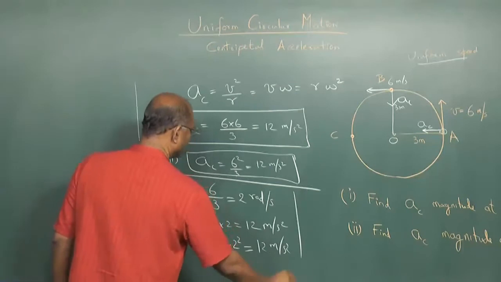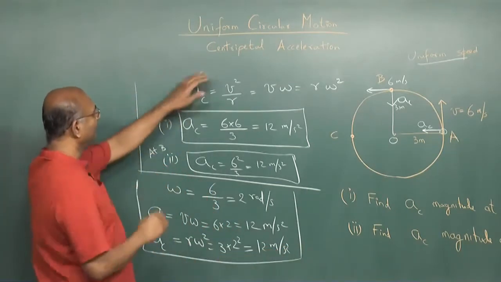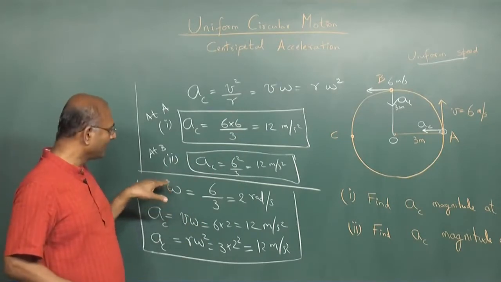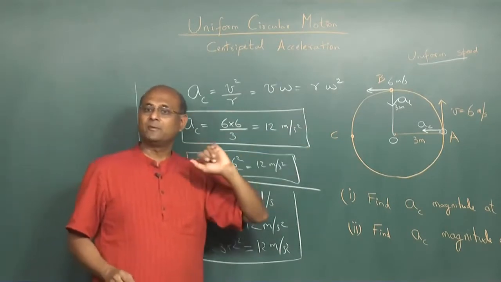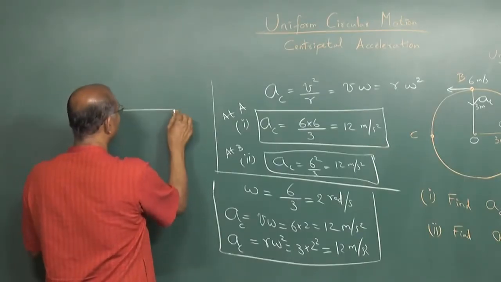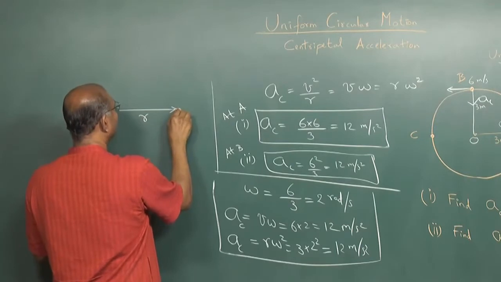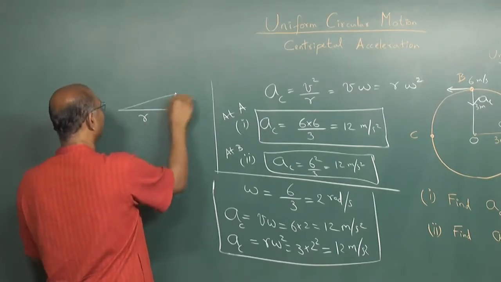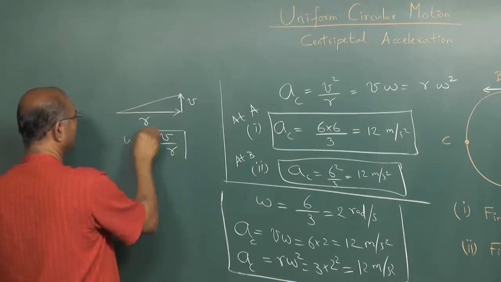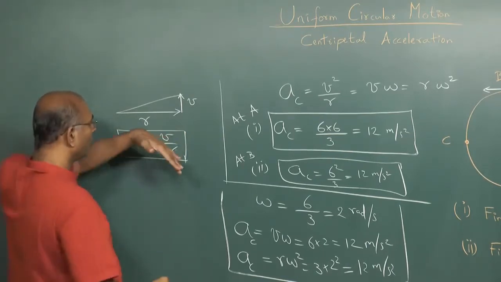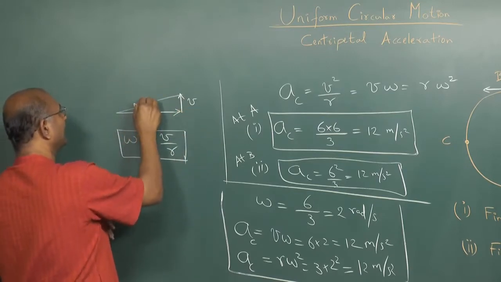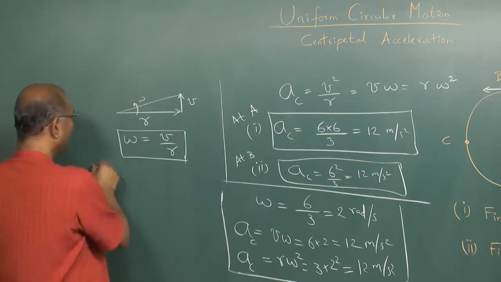So different questions we will probably use v square by r or v omega or r omega square. They are all the same answer. And remember, omega we can calculate by using v by r. Now, if I look at the fact that this is r and the v is changing my r, I can write omega as v by r. Omega is v by r. V is basically making r turn around at the rate omega.